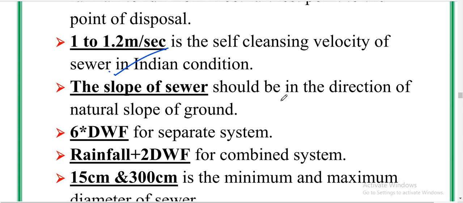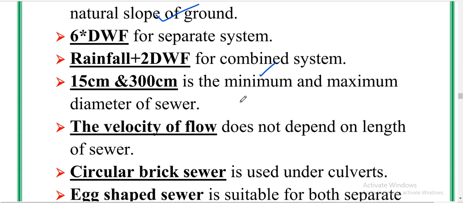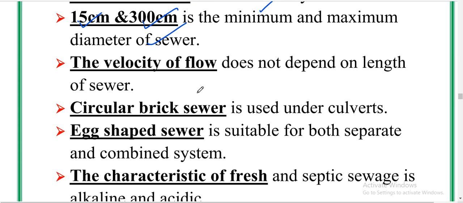The slope of the sewer should be in the direction of the natural slope of the ground. 6 into DWF for separate system, and rainfall plus 2 into DWF for combined system. 15 cm and 300 cm are the minimum and maximum diameter of the sewer. Minimum diameter is 15 cm and maximum is 300 cm.